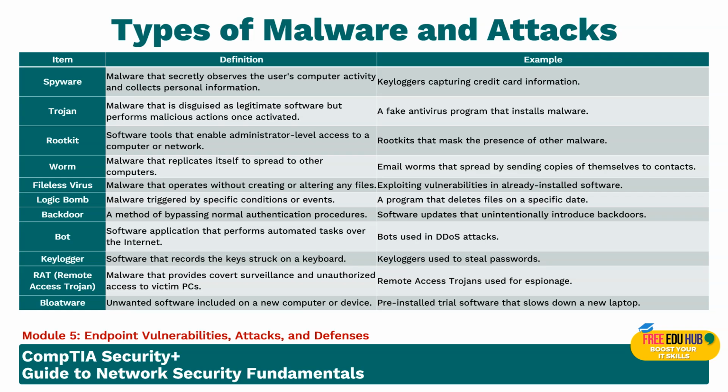A worm is a malware that replicates itself to spread to other computers, like email worms that spread by sending copies of themselves to the contacts which you have in your contact list. Then we have fileless virus. It's a malware that operates without creating or altering any files. It exploits vulnerabilities in already installed software; it would be looking for that and exploit it.